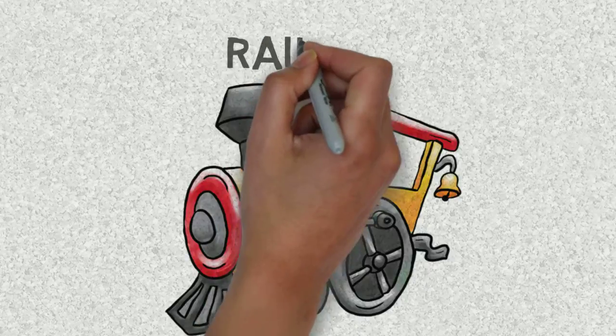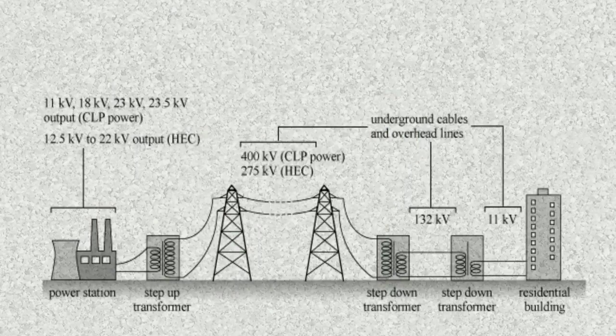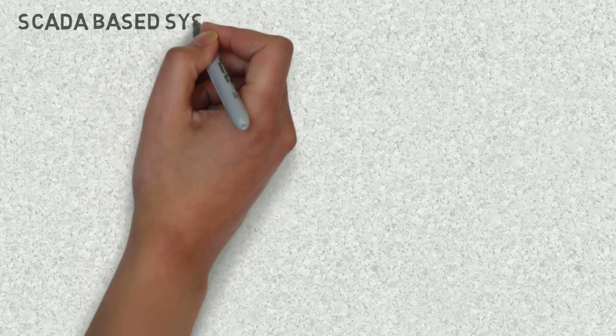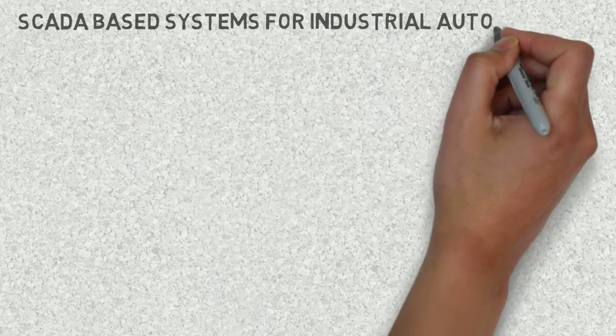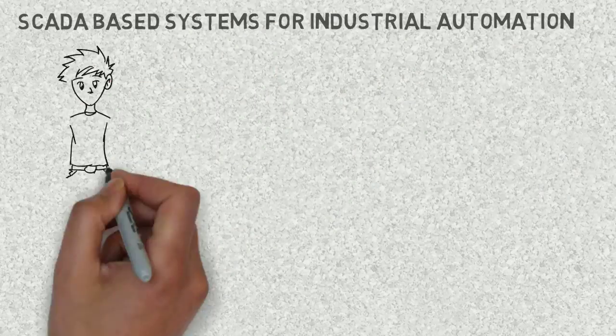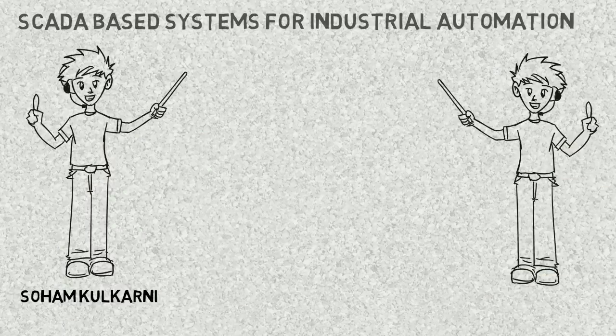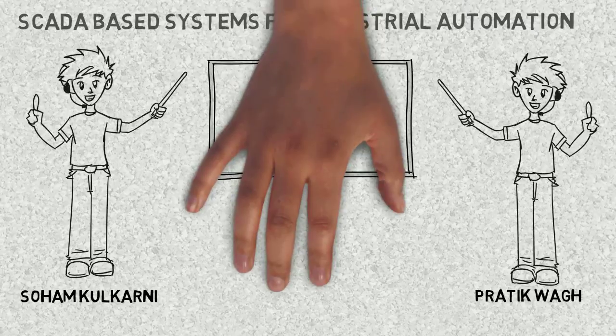On the other hand, how is a complex railway or electricity distribution network managed by the utility companies? The answer to all these questions is SCADA based systems for industrial automation. So my teammate Soham Kulkarni and myself Pratik Wam are here before you to explain to you our topic, SCADA based systems.